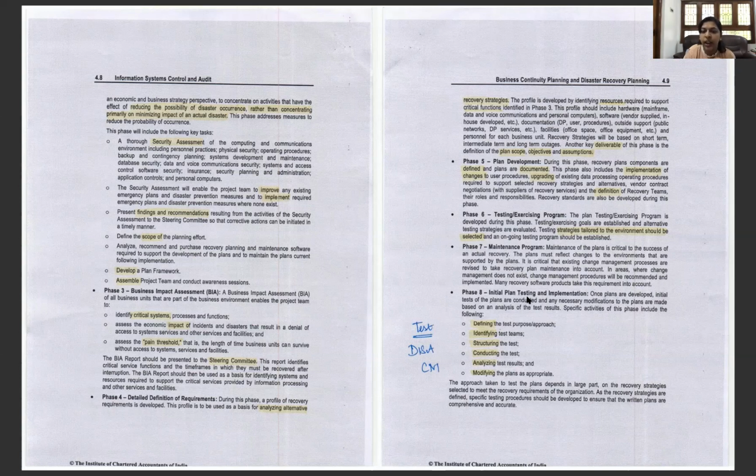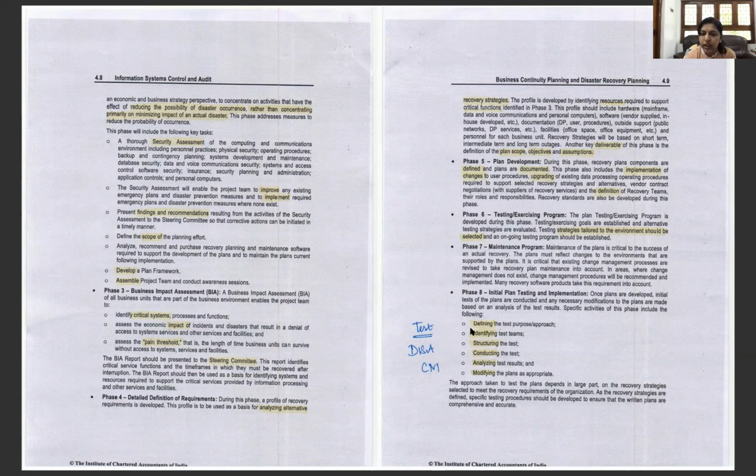And next comes initial plan testing and implementation. So we have developed the plan, we have done a test check, and then we have maintained it. And then what is the next thing? Initial plan testing and implementation. Once the plans are developed, initial tests of the plans are conducted and necessary modifications are also done. And here we have some specific activities which should be done in the initial plan testing and implementation. So here we are going to have a mnemonic. For the test, the mnemonic is DISA CM. So what is DISA CM?